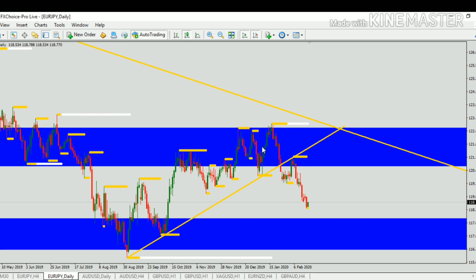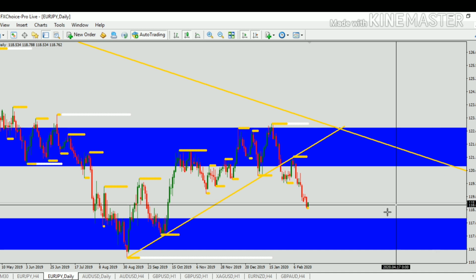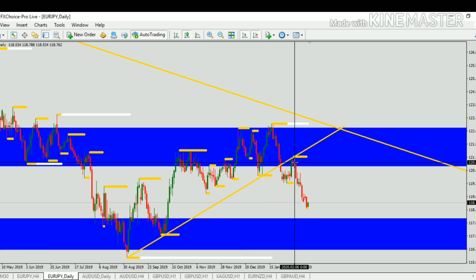So after the triple top, you'll see that price broke the trend line, came back and retested the trend line up there. And after that point, it just fell, seeking the lower zone. Normally what I do is I draw a daily trend line with my trade as well. You'll see me draw the trend line in just a minute.